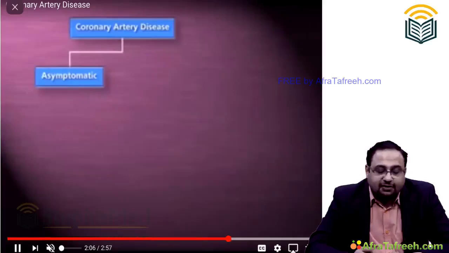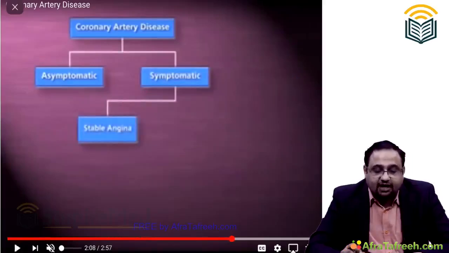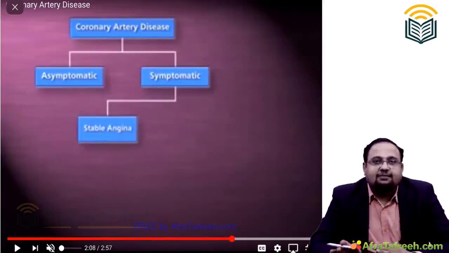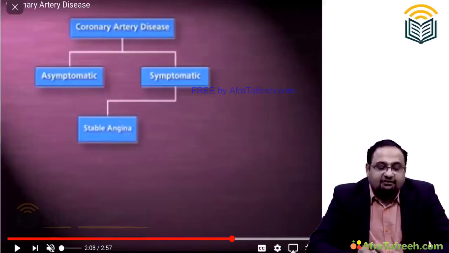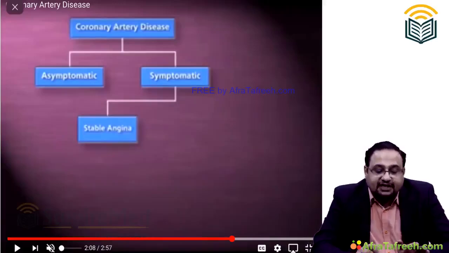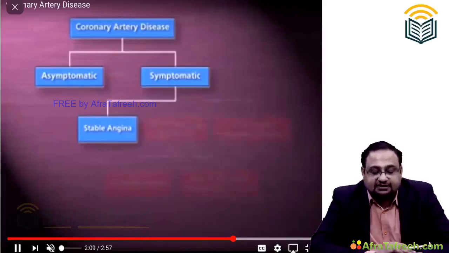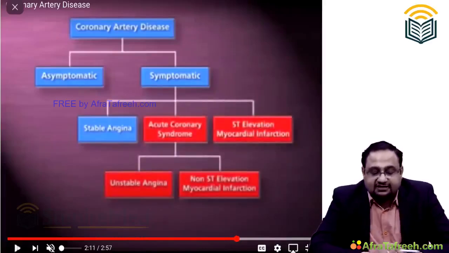So in a nutshell, coronary artery disease can be divided in a very important way. If the blockage is less than 50%, it is labeled as asymptomatic. If it is between 50 to 70%, it is symptomatic coronary artery disease, in which there is stable angina. Anything which is more than or equal to 70% is labeled as an acute coronary syndrome.